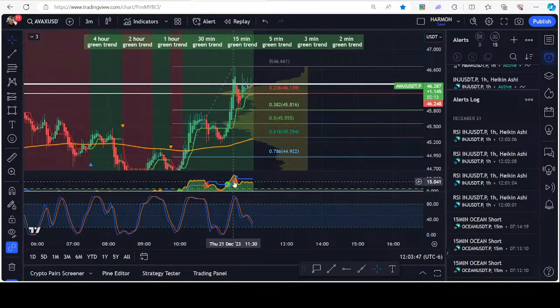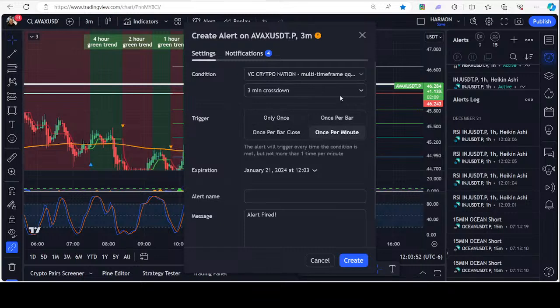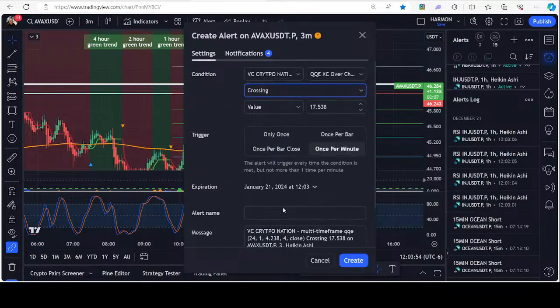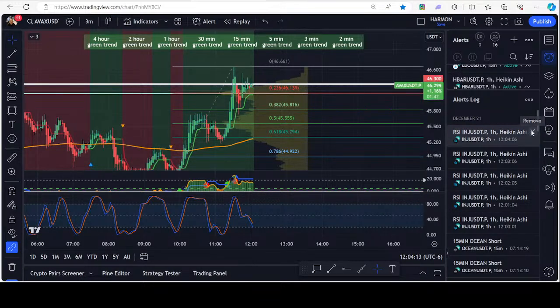So 3-minute green moon, let me click on there, add an alert, once per minute. I need a crossing. And this would be 3-minute moon. Okay, and I'll set that. There we go. Create it. All right, so now we're on that side right there. All right, let me change this. I don't need the RSI.